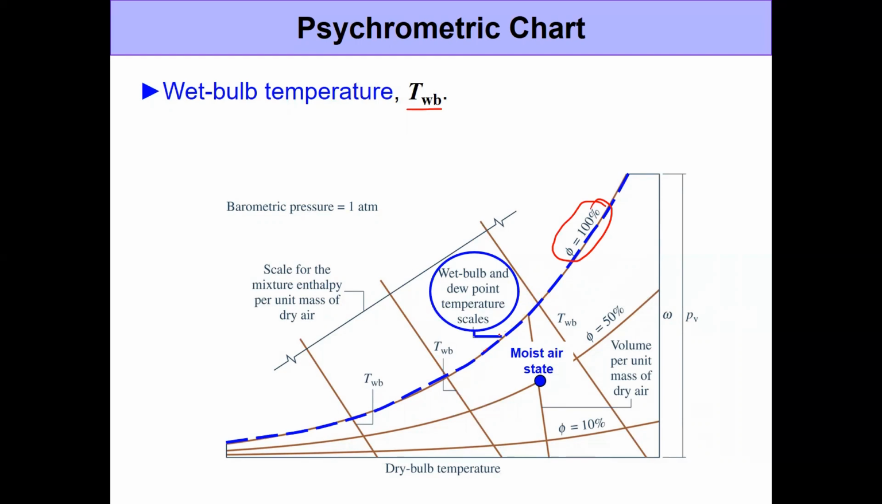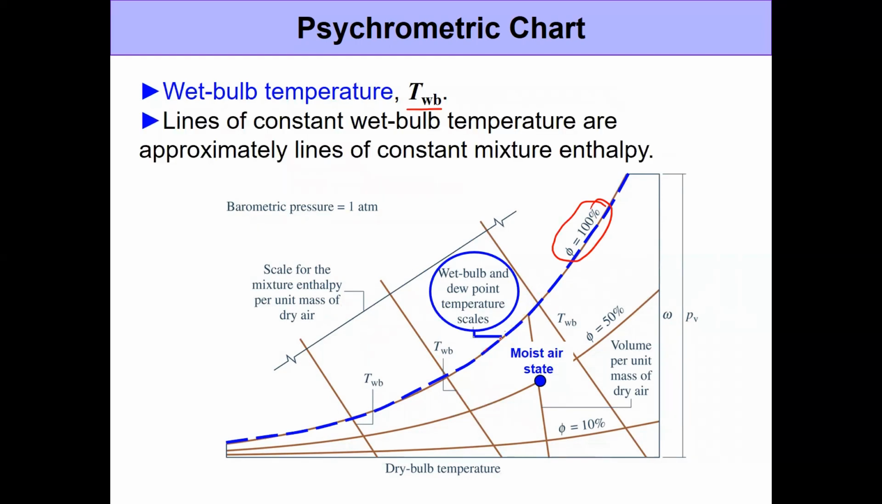The lines of constant wet bulb temperature are sort of parallel to the lines of constant enthalpy. These are the lines that I'm showing here that represent lines of constant wet bulb temperature. You can see it's also written in right here. Again, if you want to find the wet bulb temperature corresponding to this particular state, draw a line parallel to these lines, and the point where it meets is the wet bulb temperature that you're looking at.